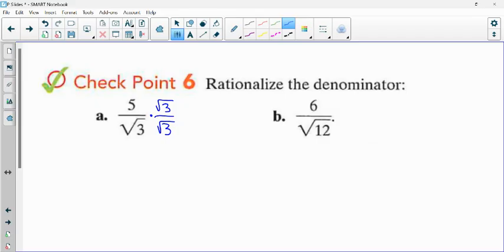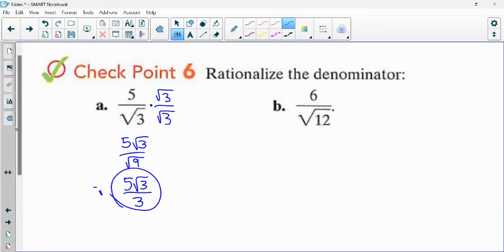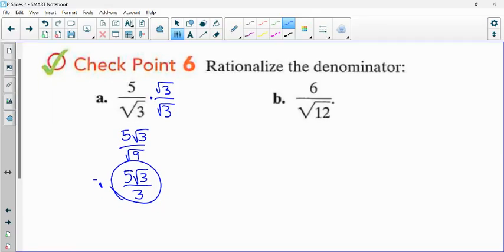As we multiply straight across, we get 5 root 3. And again, root 3 times root 3 is root 9, and the square root of 9 is just 3. So we are done, because there's no longer a radical in our denominator.